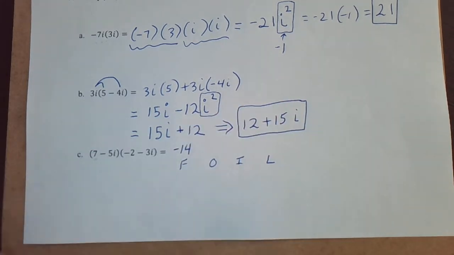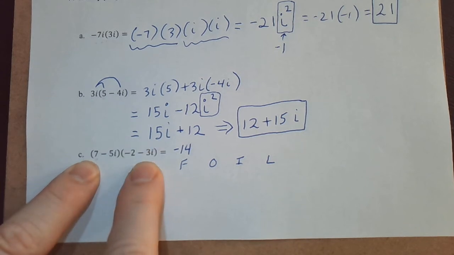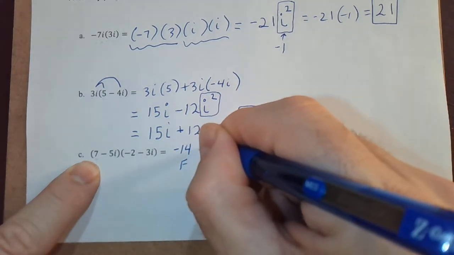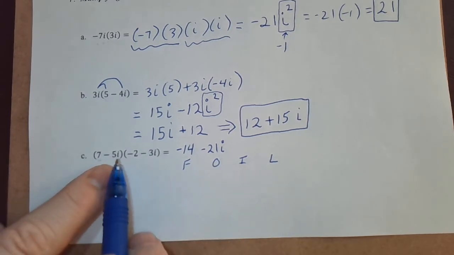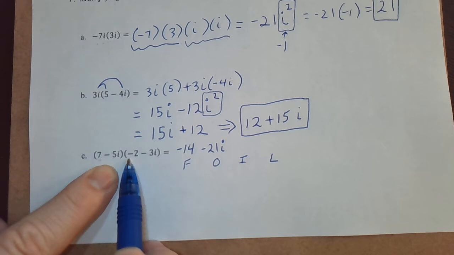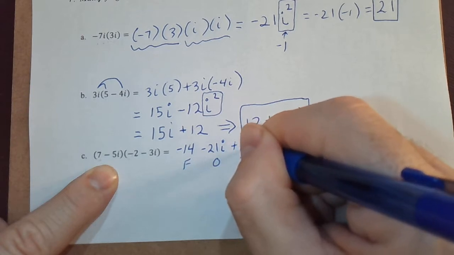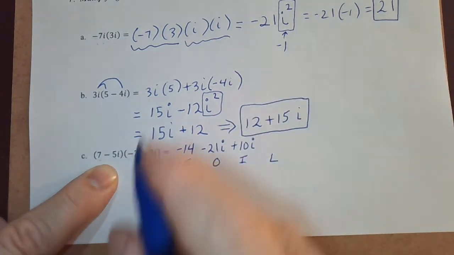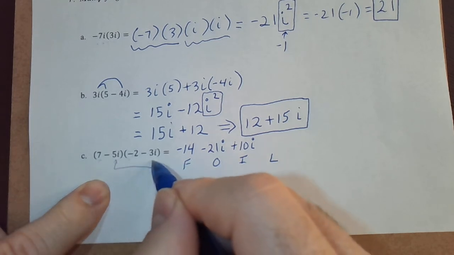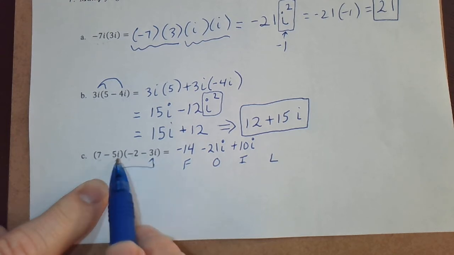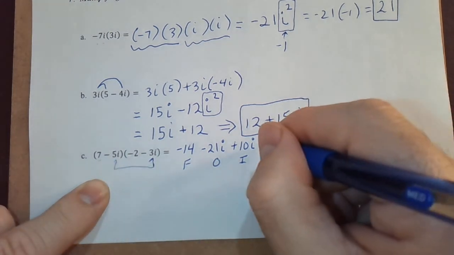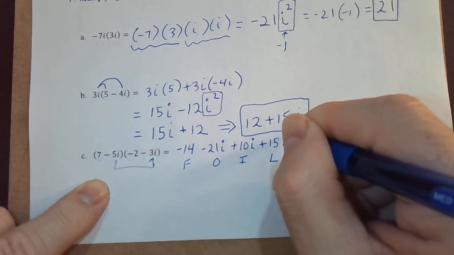How about the outer? The outer is 7 times negative 3i. That'd be a negative 21i. The I is inner, so negative times negative is positive, and it would be 5i times 2 is 10i. Positive 10i. And then last will be this times this. It's negative times negative, so it's going to become positive 15i squared.